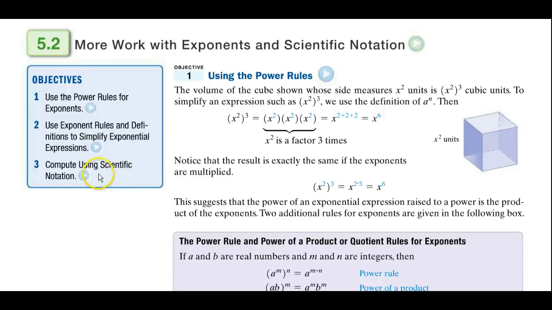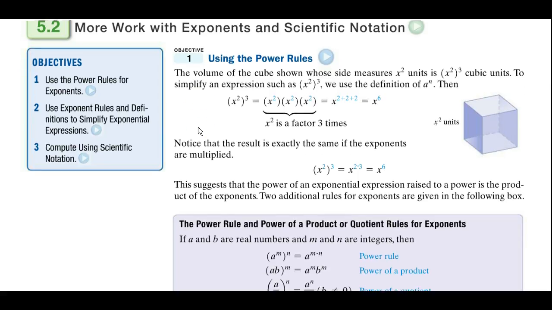Now you might have thought that 5.1, that wasn't too bad. That was a good warm-up, because now we're going to get into it a little bit more in detail, where we're going to use the power rule for exponents and then continue with our objectives.